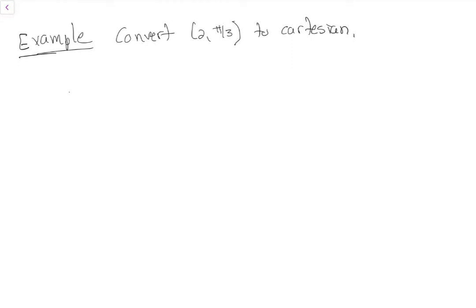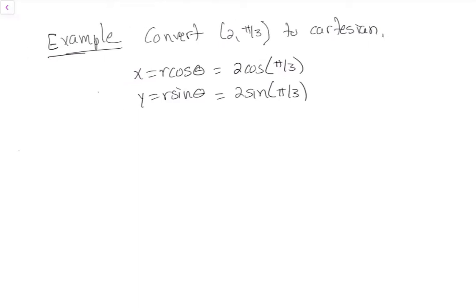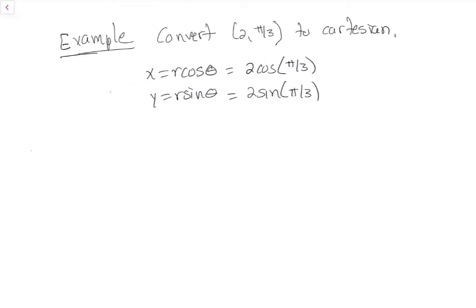Let's take a look at an example where we want to convert from polar to Cartesian. Those first two conversion equations we had were x equals r cosine theta and y equals r sine theta. So for this particular example, my r is 2 and my theta is pi over 3, and then y would be 2 sine of pi over 3. Now, I always forget what those values are. I never memorized them. So you could pull up a unit circle and find what those values are. I'm going to go ahead and remind myself.